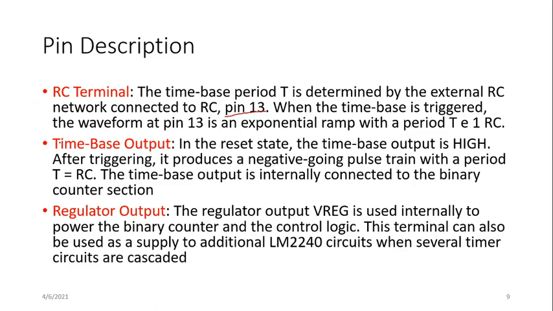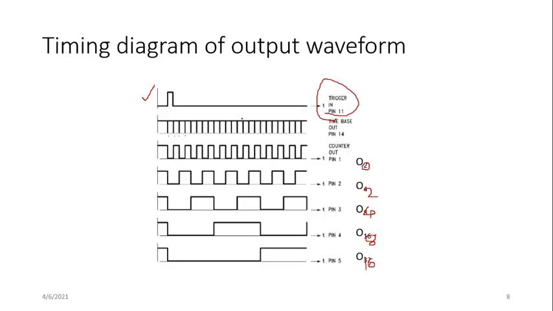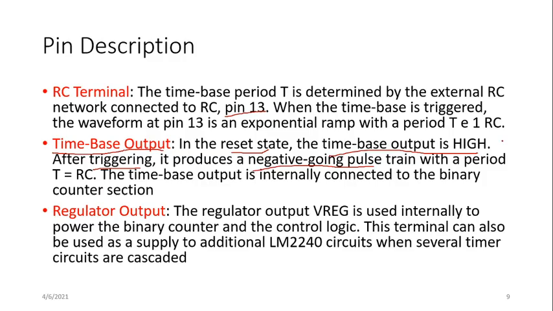Then the next one is the time-base output. The time-base output is normally high whenever it is in the reset state. And when you give the trigger input, it is going to generate a negative going pulse train. We will see once again in the previous slide. So this is the time-base output. It is going to generate the negative pulses. It will not generate a square wave, whereas the time-base output will generate negative pulses, with a period of T equal to RC.